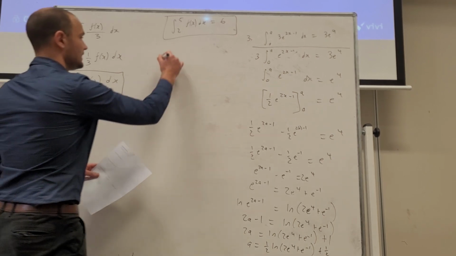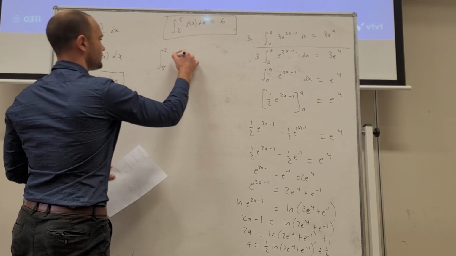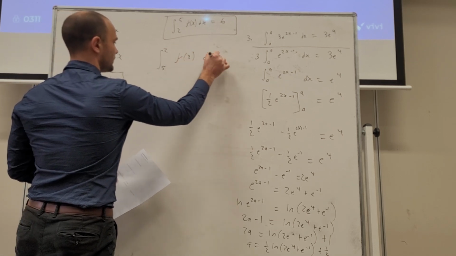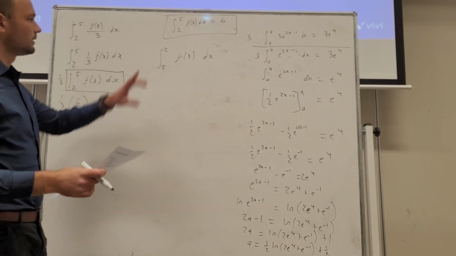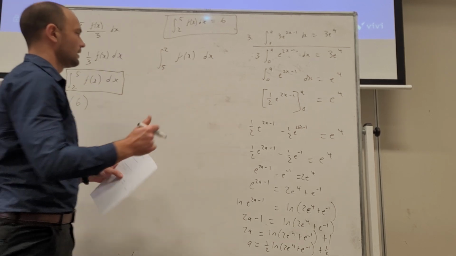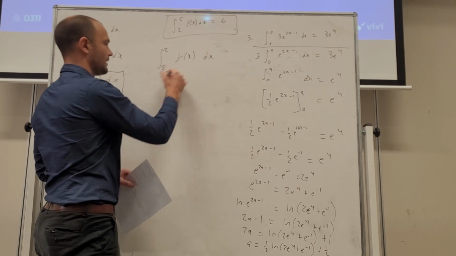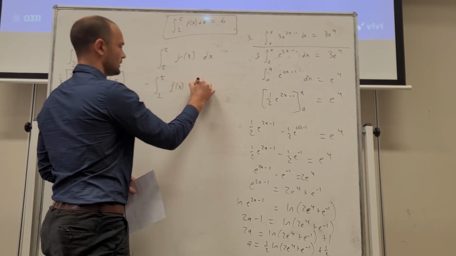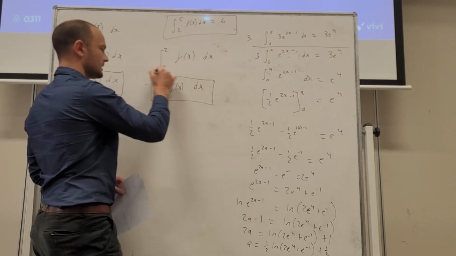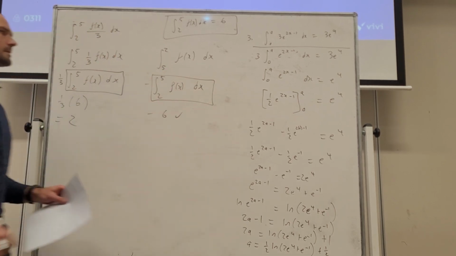All right, this one here says, what about the integral from 5 to 2? Okay, so the difference here is that they've inverted the a and b. And so the integral from 5 to 2 of f of x is equal to the negative integral from 2 to 5 of f of x. And we know that this part is 6, so it equals negative 6.